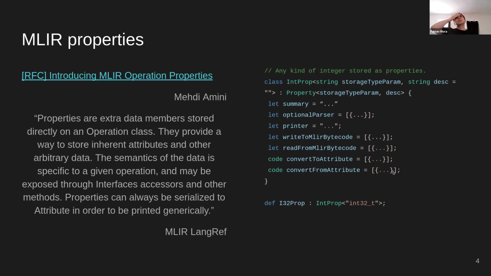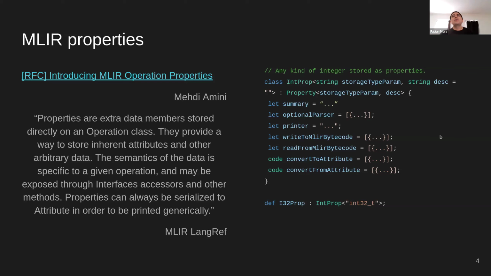Now, properties was a response to some of the characteristics of attributes. First, when you have data in a property, you are usually changing it, so it means constantly changing attributes a lot. It also proposed a better way to store information on operations. This is the specification in the language graph. Basically, it is just a way to store extra data members on the operation class.